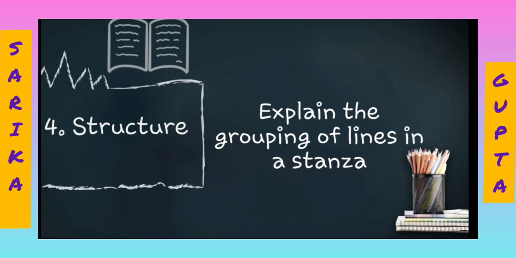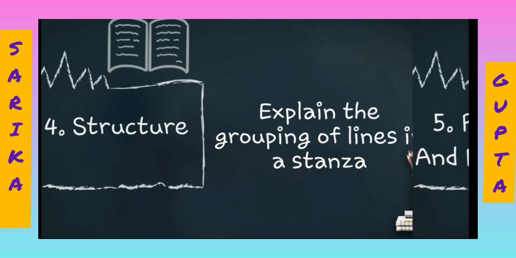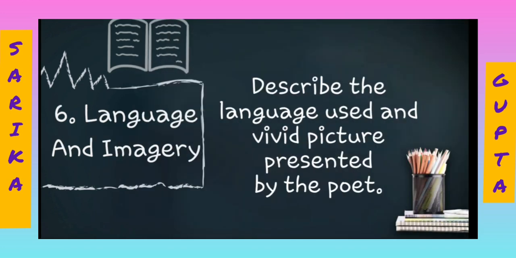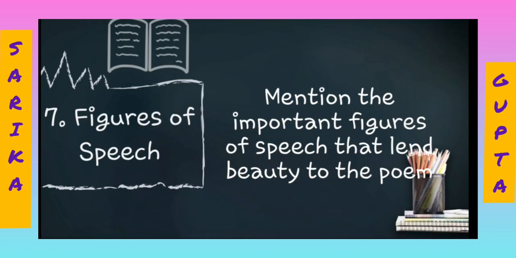Fourth is structure. Explain the grouping of lines in a stanza, how the poem is written. Fifth is rhyme and rhythm. Here we mention the rhyme scheme. Then sixth is language and imagery. Describe the language used and vivid picture presented by the poet. Seventh is the figure of speech. Mention the important figure of speech that lends beauty to the poem.